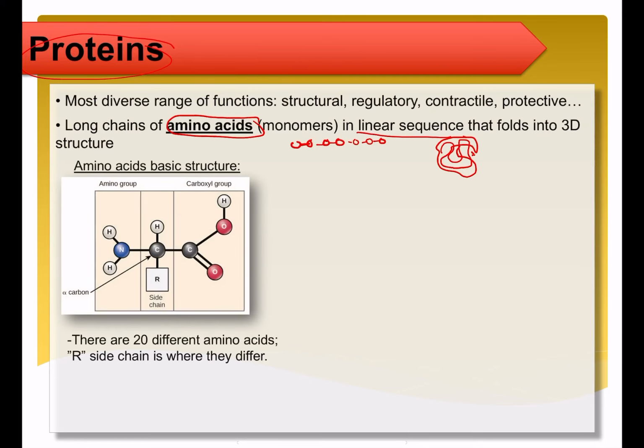And so within each amino acid molecule, there are 5 different parts to it.